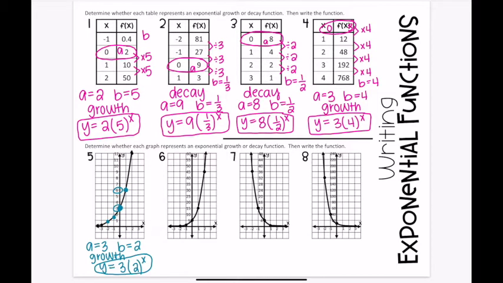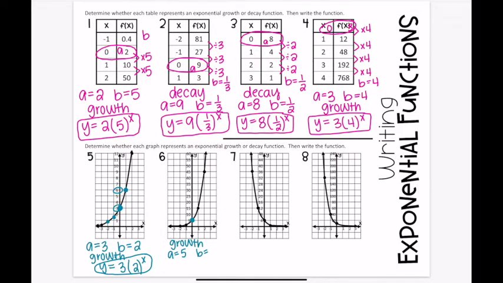All right, let's look at example 6. Again, I can tell that this one's going to be growth because as I trace from left to right, it goes up, or it's increasing from left to right, and it forms that J shape. So this is definitely growth. And we want to find the a value and the b value so that we can write the equation. Now the a value is where the line or the curve crosses the y-axis. It's your y-intercept. So that's 5.